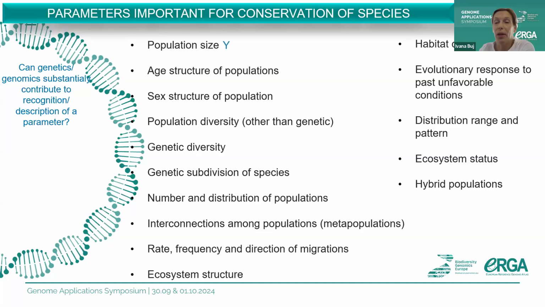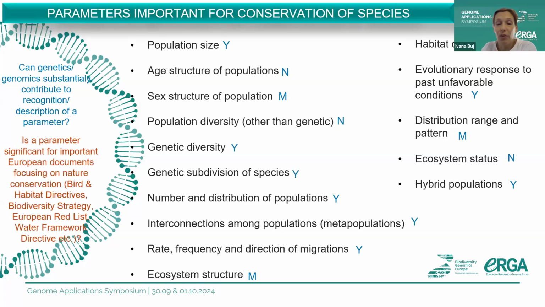So surely population size can be very precisely determined using genetic and genomic methodologies. Age structure of population, maybe for some species, but for many, no. So it's N. And sex structure, again, it can be for some species with genetic determination of sex. For others, it cannot. So it's M here. And I put my answers to all questions. And as you can see, for some parameters, genetics is important in estimation, in my opinion.